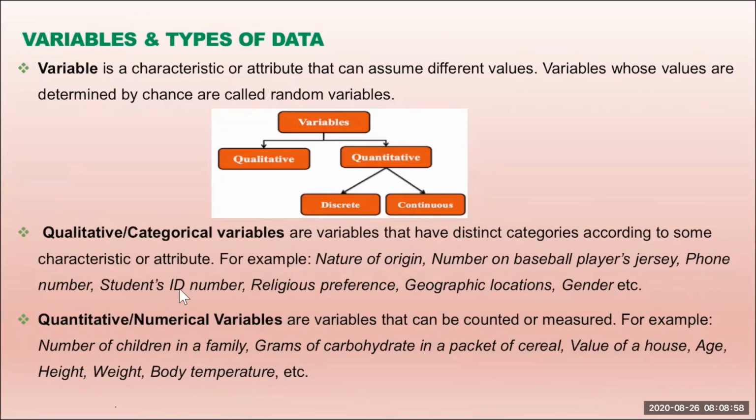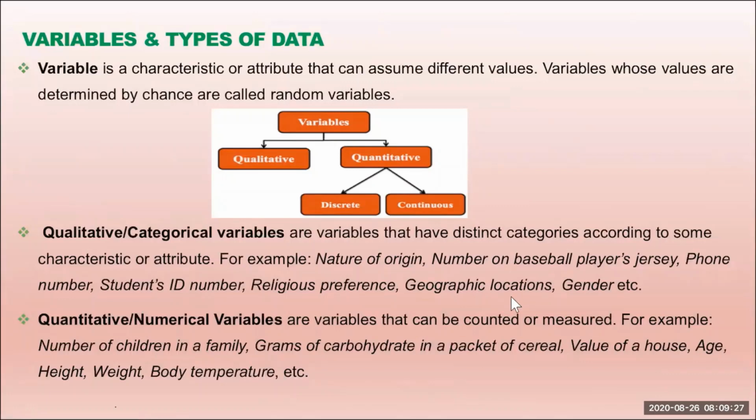Similarly, student ID is also a number. For example, S followed by whatever number you have, the S number, that's your student ID number. We don't add, subtract, multiply, or divide it. That is categorical. It categorizes the student. That's why it is a categorical or qualitative variable. Religious preference, what religion you prefer. If we classify a group of students or a group of people based on religion, we'll have different categories of people. So this is also a categorical variable.